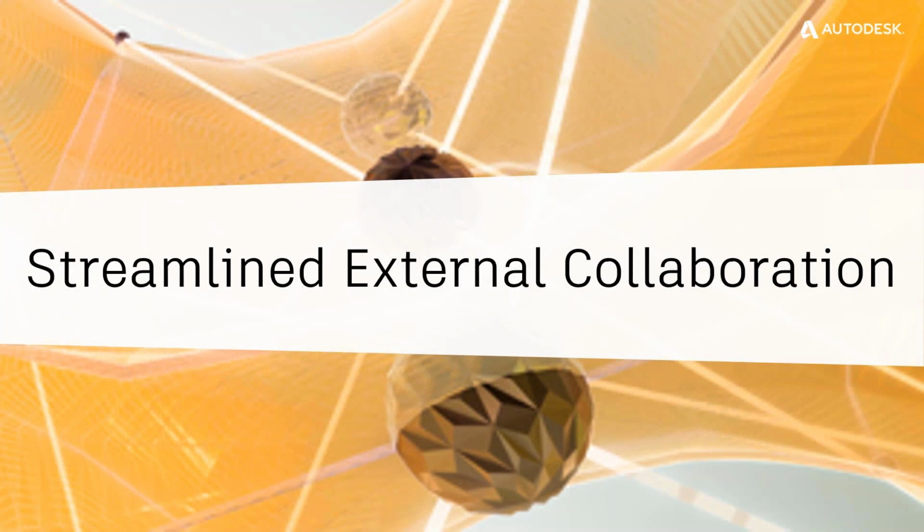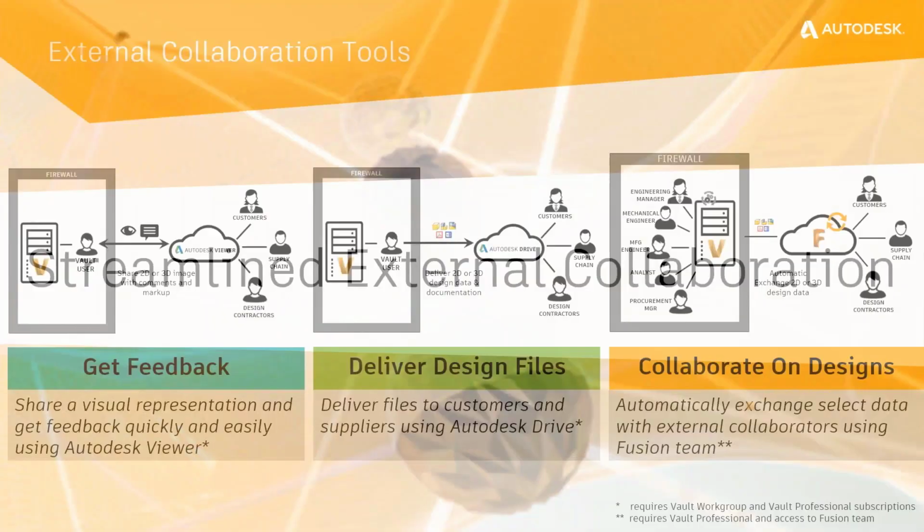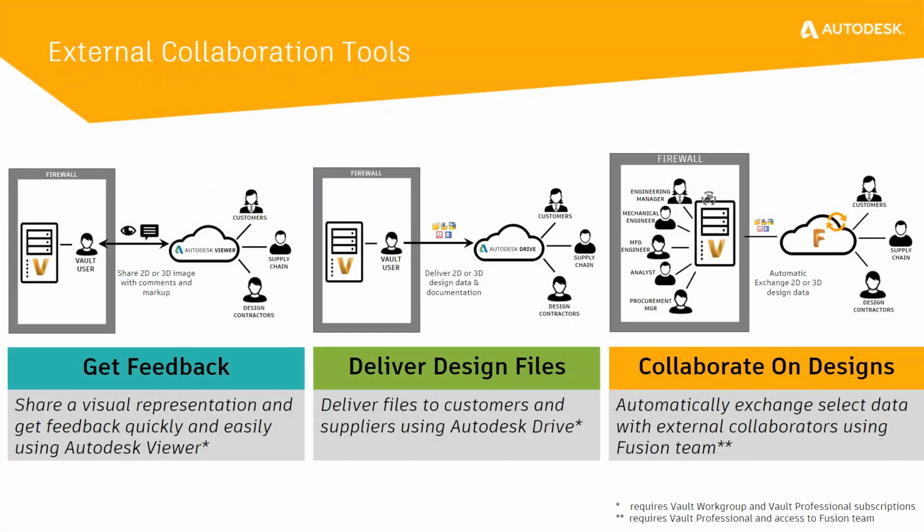Let's start by looking at Vault 2019's streamlined external collaboration, where the focus is on easily connecting and exchanging your design data with customers, manufacturing suppliers, and design contractors. Here there are three new capabilities we're adding to facilitate external collaboration. The first enables you to share and collaborate on a visual representation all in one place with what are called shared views. This enables review of design files with external collaborators like customers, manufacturers, and suppliers.